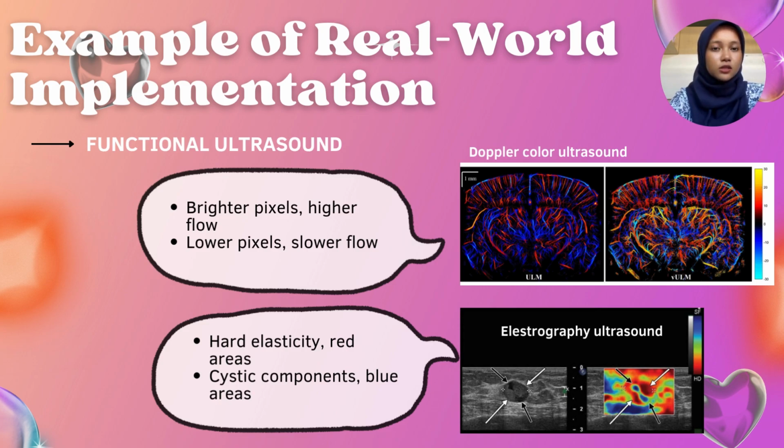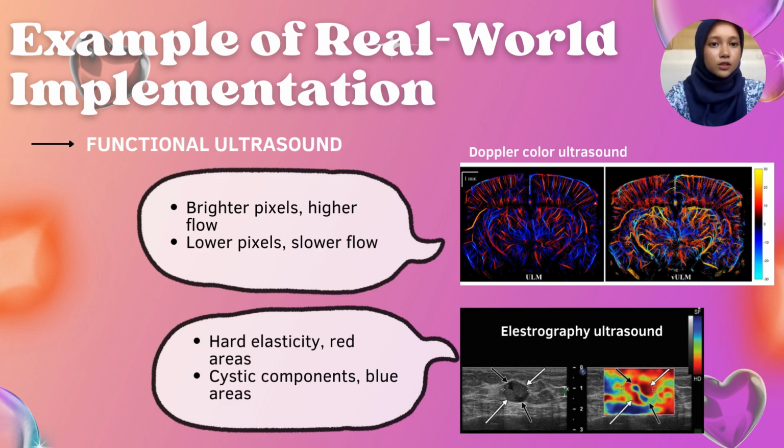For the first picture, it's a brain that uses Doppler color ultrasound. Actually, it shows the blood flow. So the brighter pixels show a higher blood flow, while the darker pixels show a slower flow. The next picture is elastography ultrasound.